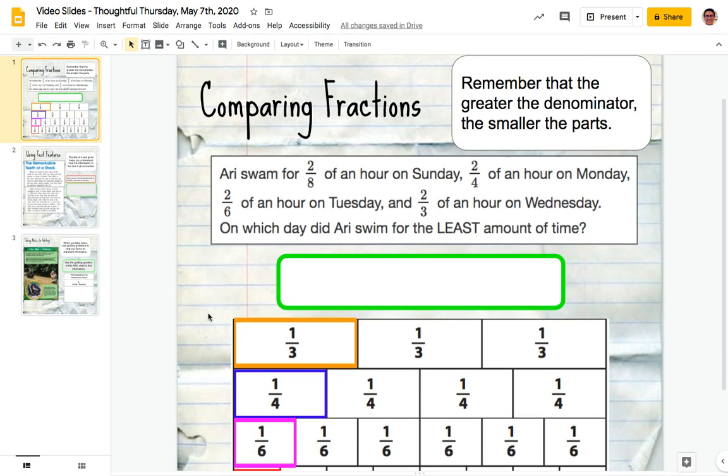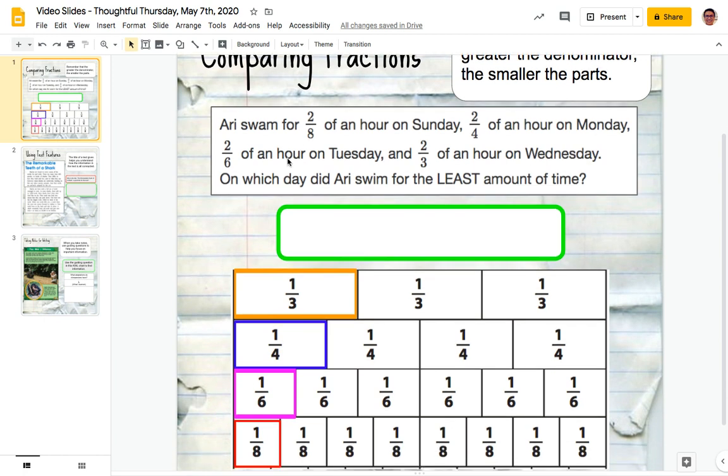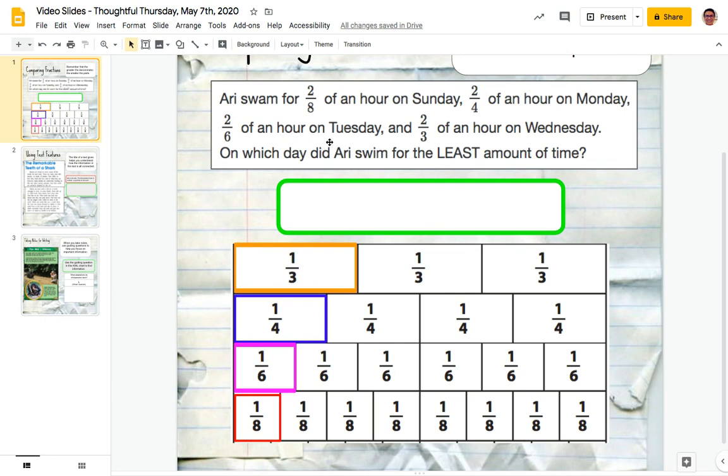Here's our problem. Ari swam for 2/8 of an hour on Sunday, 2/4 of an hour on Monday, 2/6 of an hour on Tuesday, and 2/3 of an hour on Wednesday. On which day did Ari swim for the least amount of time? So, our job here is to find out which day did Ari swim for the least amount of time. Which one of these fractions is the least amount? We're going to be using our number strips to model these.